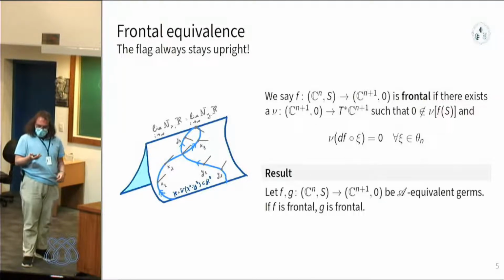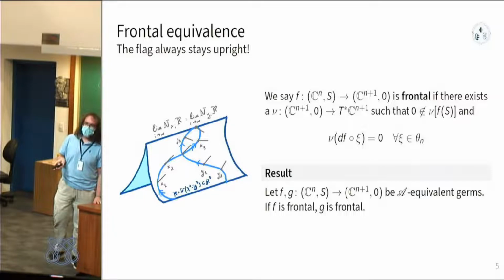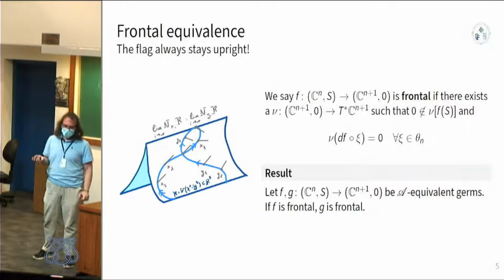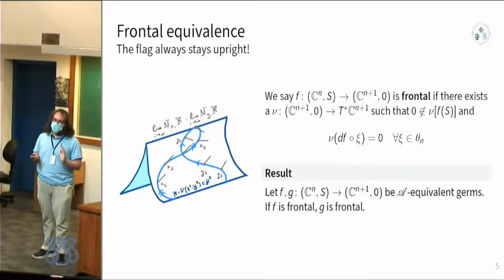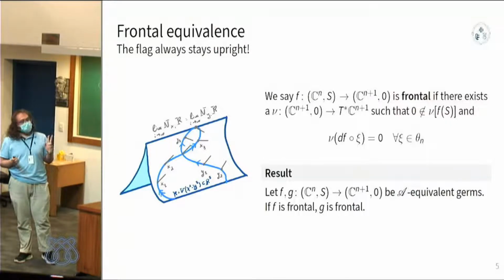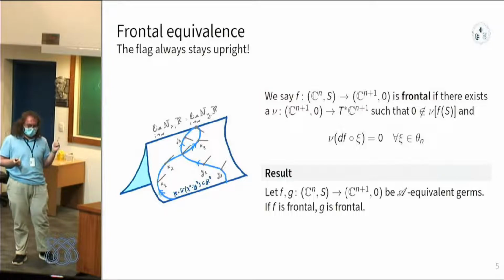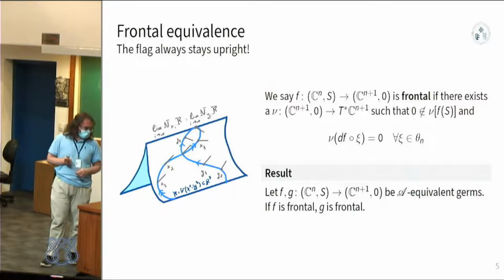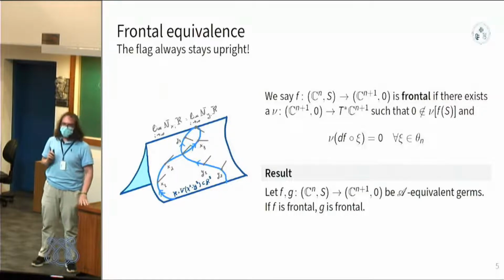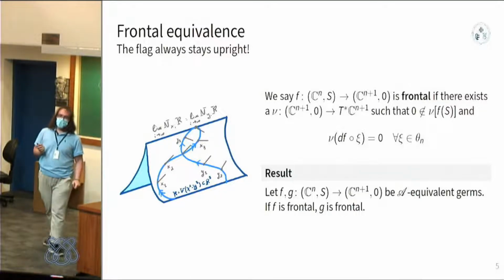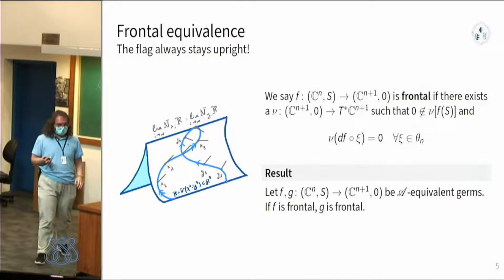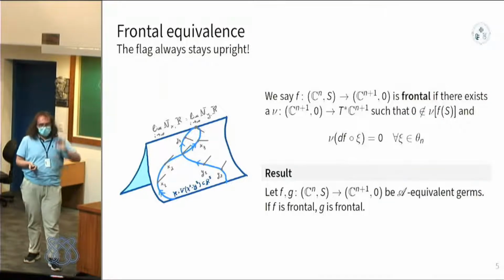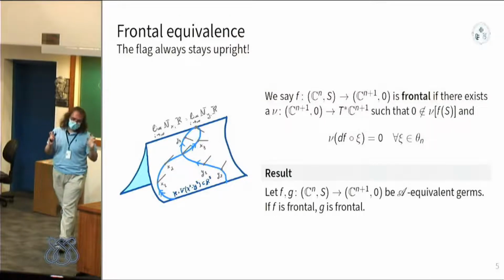And now we expose a result which says that two maps, F and G from C^n to C^(n+1), if they are A-equivalent and one of them is frontal, then the other is frontal. This was already known by Arnold. However, he does not give a constructive proof. I gave a constructive proof in one particular case, since it allows us to later go up and down between the contact world and the world of pure frontals.